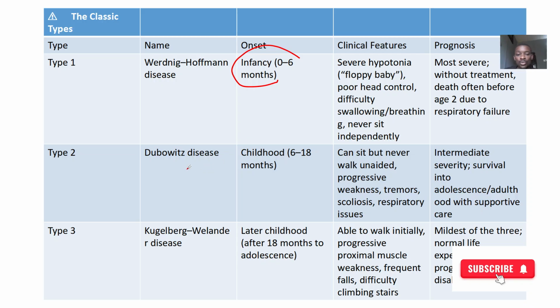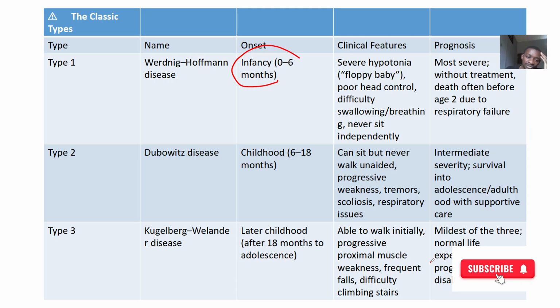Then type 2 is the Dubowitz. It occurs around age 6 to 18 months, and they can sit but can never walk unaided. There's progressive weakness, there's tremors, there's scoliosis, there's respiratory issues. So there's an intermediate severity. They can survive into adolescence or adulthood if you keep supporting them and treating them right.